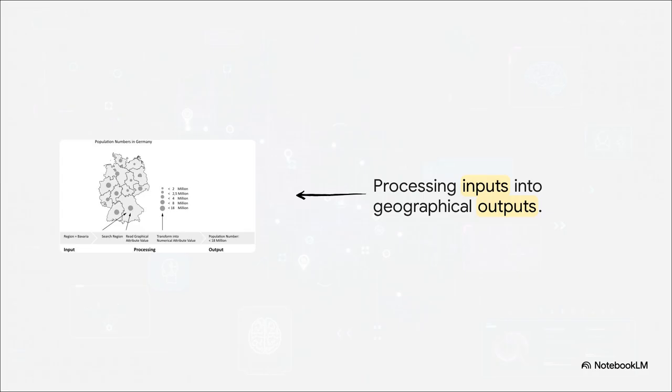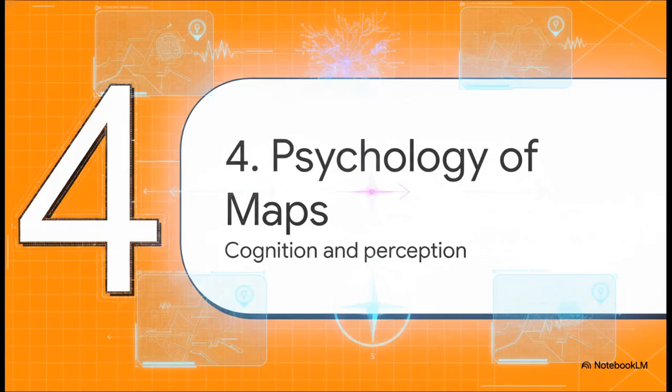The user's brain then transforms that graphical size into a numerical attribute value by cross-referencing it, and ultimately outputs the final answer, a population of under 18 million. It's just input, processing, output. Which brings us to our final stop, Section 4, the psychology of maps.